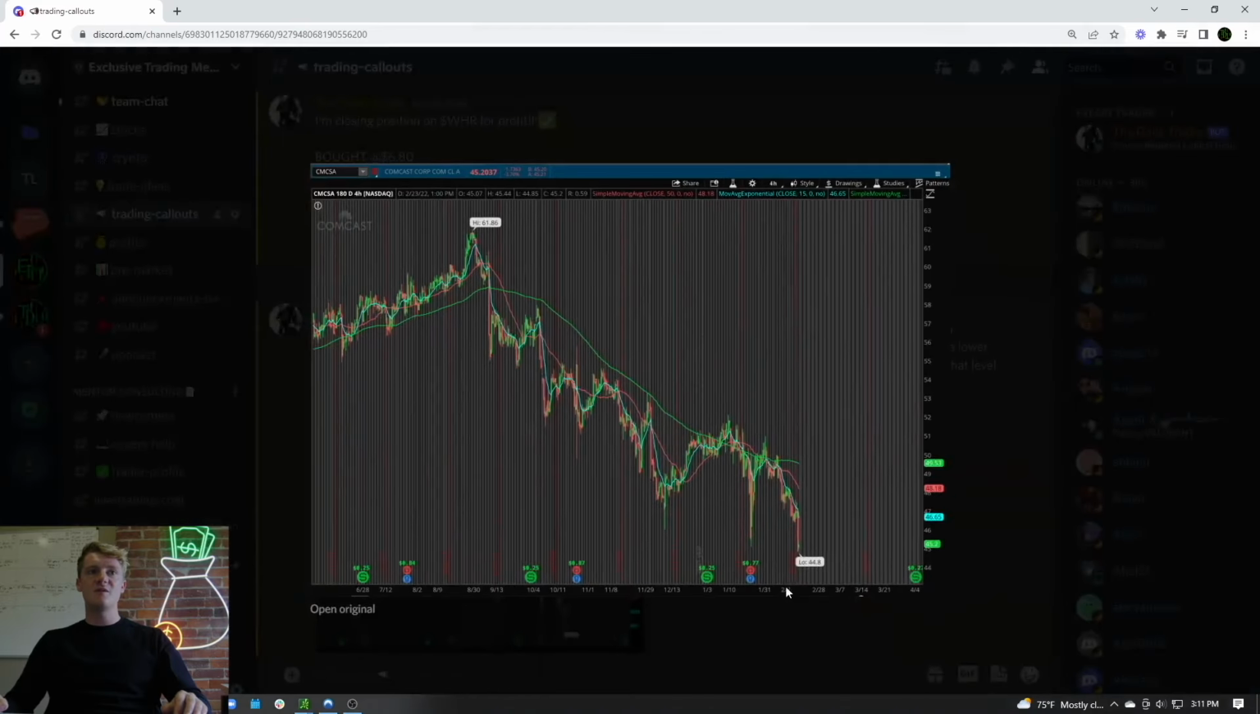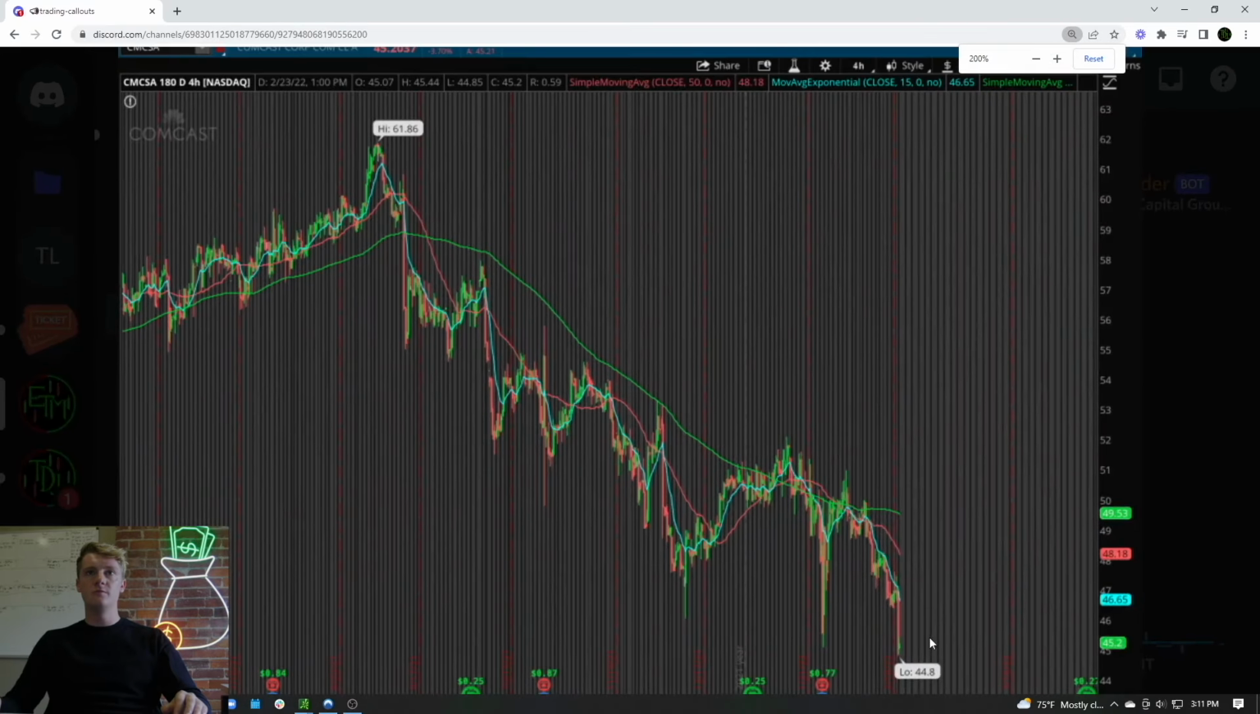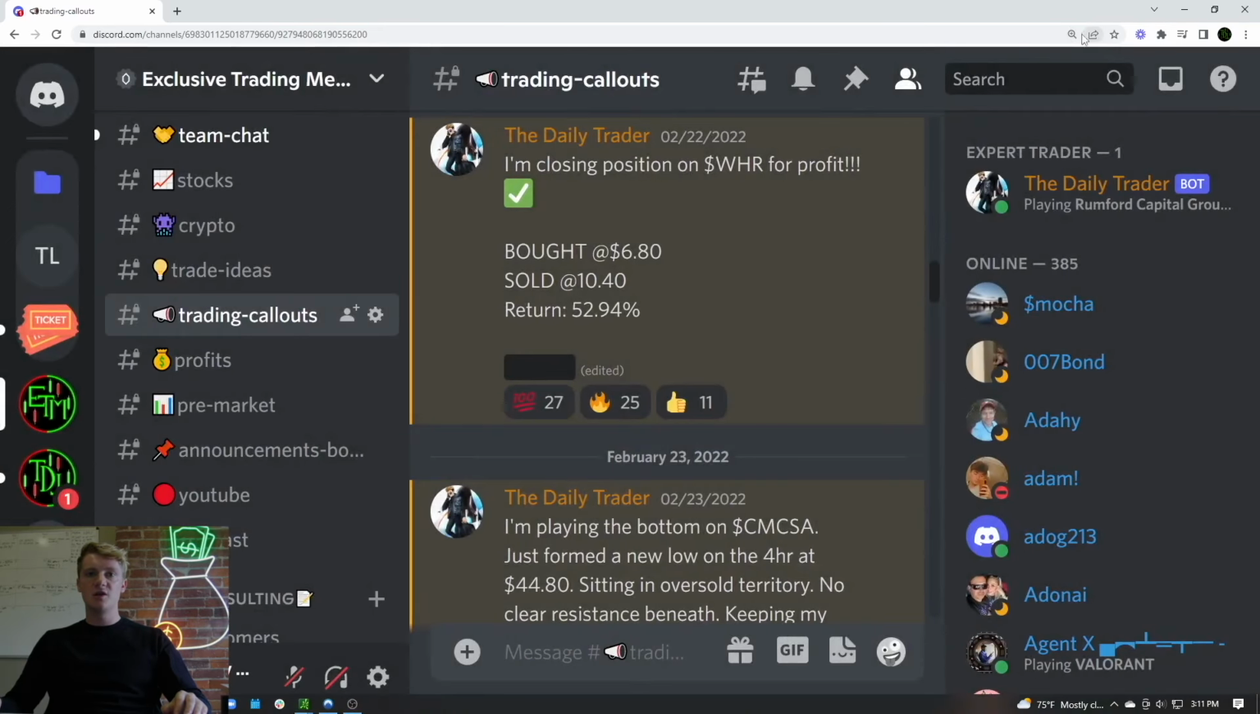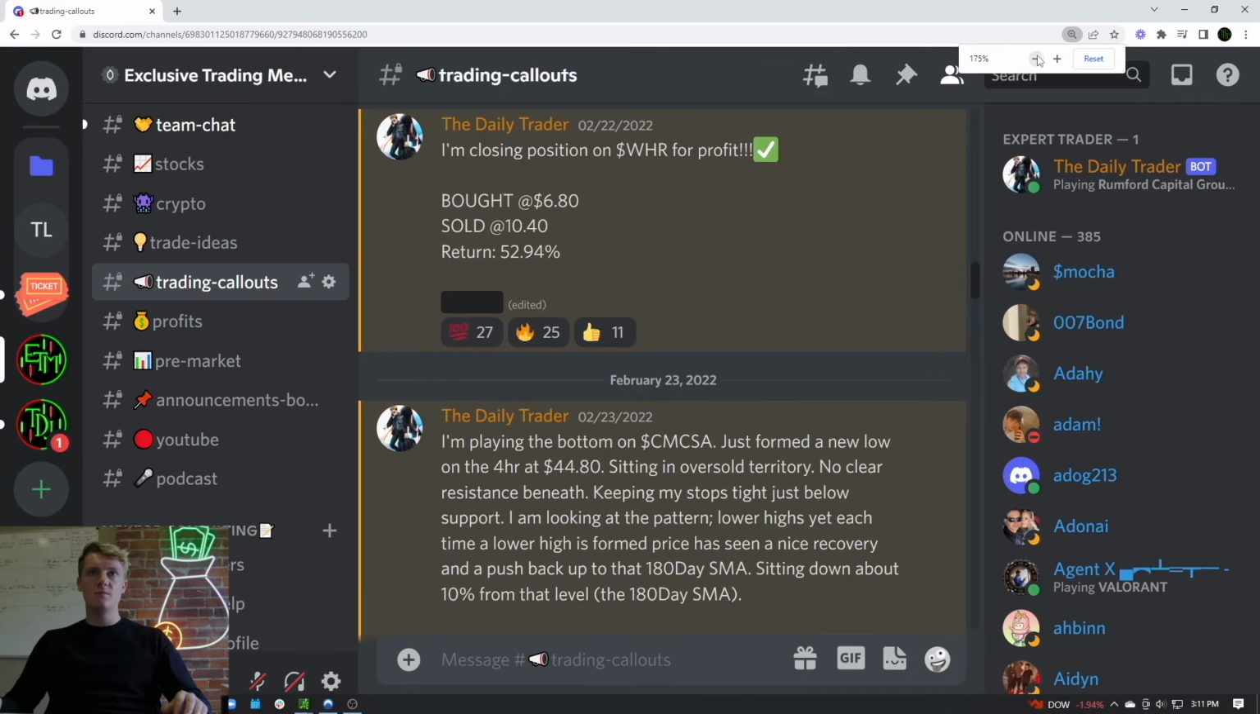Okay, so keeping my stops tight just below support, okay? So obviously, that low is support. If I entered right there, there was a little green candle being formed, if you can see right there on the 4 hour. Wish I had zoomed in a bit more. But set my stop slightly below there. Again, keeping my losses small if I was wrong, if we didn't catch a bounce off that low.